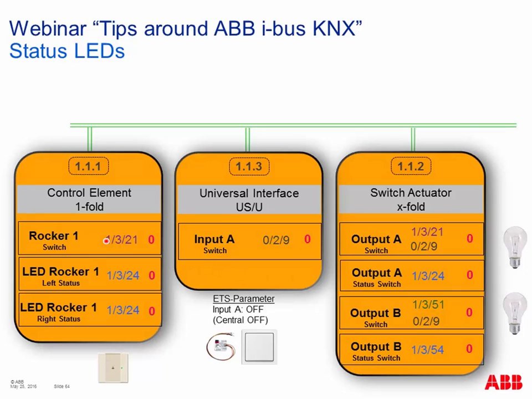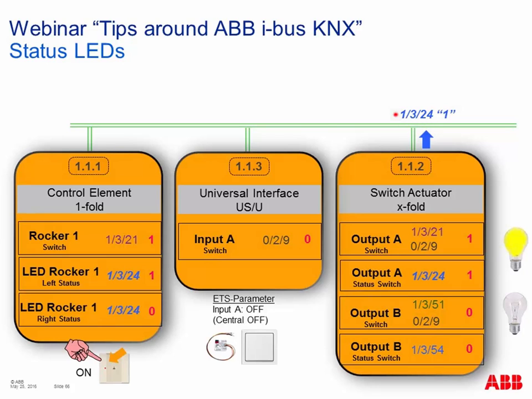What does it mean? When we press here our rocker, let's do it. We press here our rocker on the left side. The rocker sends this group address 1321 with the value 1 to the KNX bus. The output A is linked with this group address 1321. The object goes to the value 1 and the light goes on. The next step, what happens? The switch actuator sends now a telegram to the KNX bus that it has a new status. So it responds with this group object 1324, sent by this object status switch to the KNX bus with the value 1, yes, I'm on.